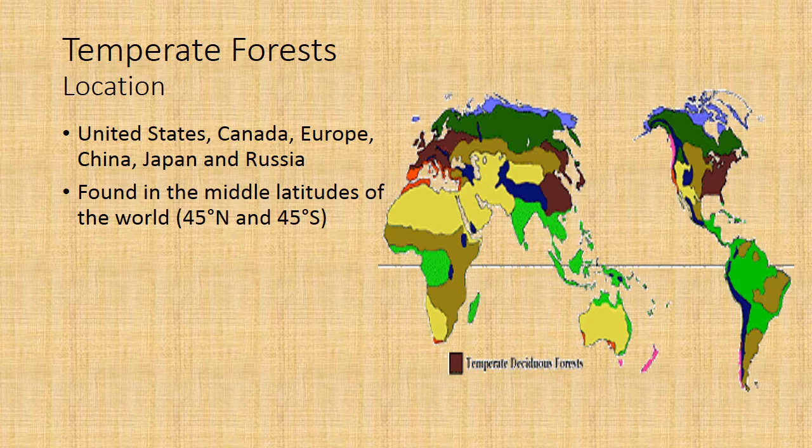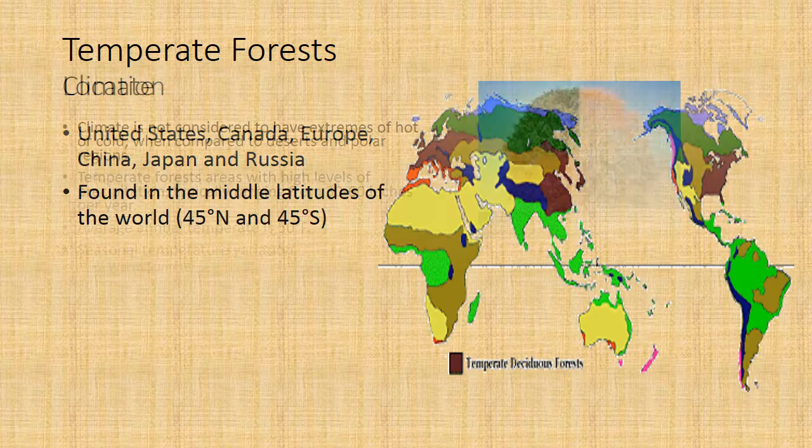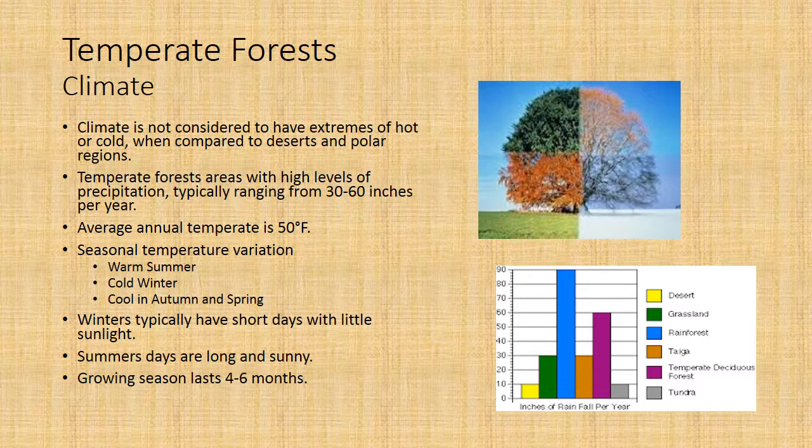Temperate forests are located in the United States, Canada, Europe, China, Japan, and Russia. They're typically found in the middle latitudes between 45 degrees north and 45 degrees south. They're not considered to have extreme climate, either hot or cold, when you compare them to deserts and polar regions.